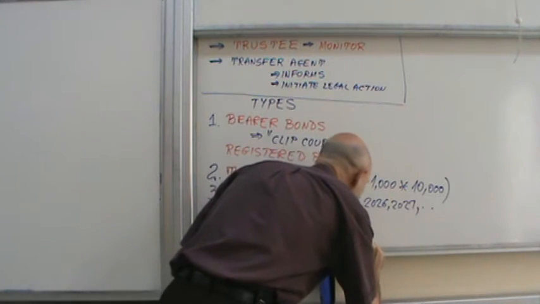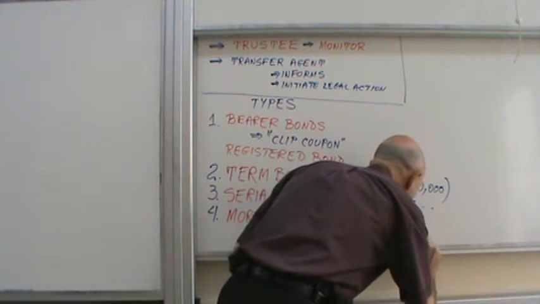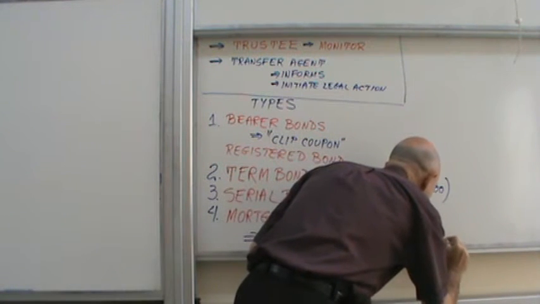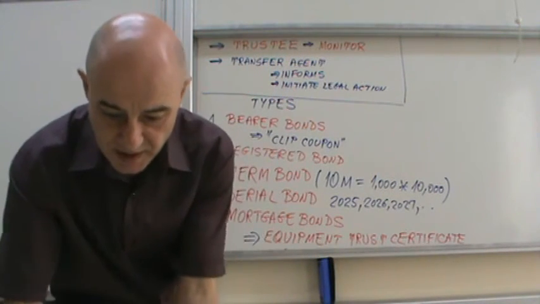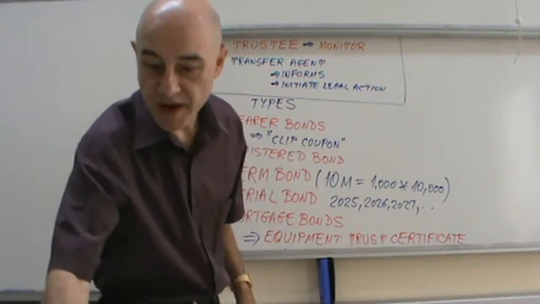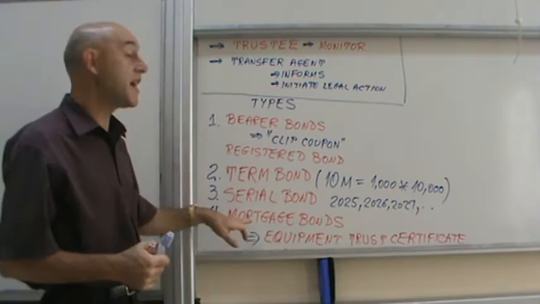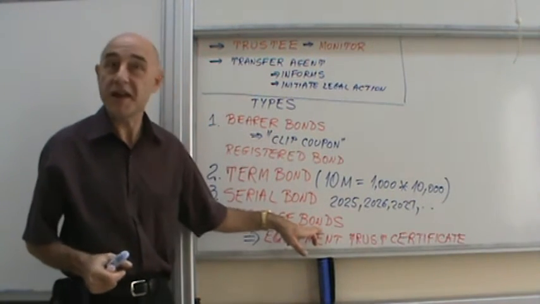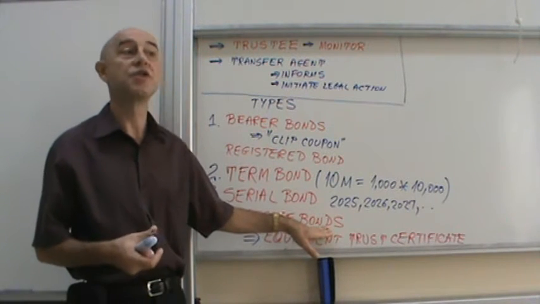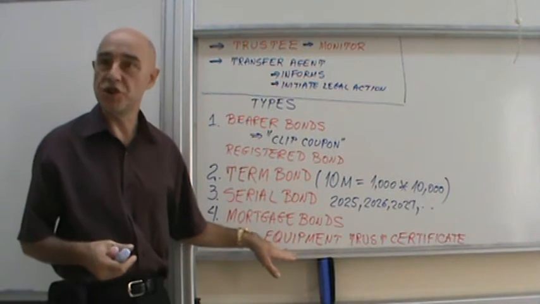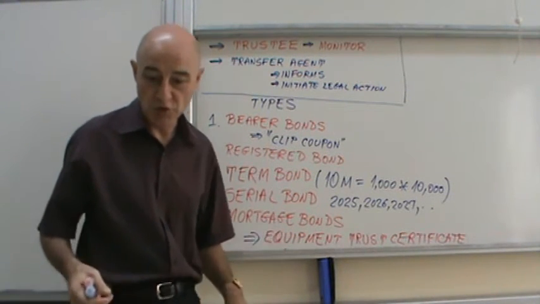Equipment Trust Certificate, that's on page 171, close to the very bottom. Again, it is a type of mortgage bond, but technically it is not a mortgage bond. It's simply a bond which is secured with machines and equipment and not with real estate.